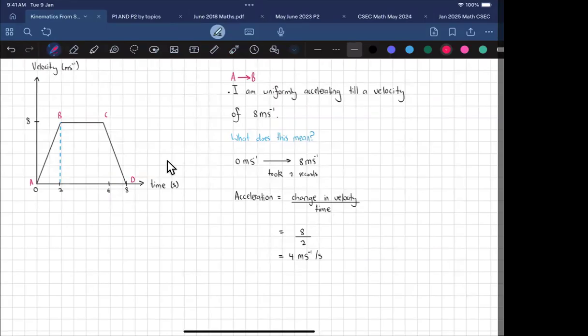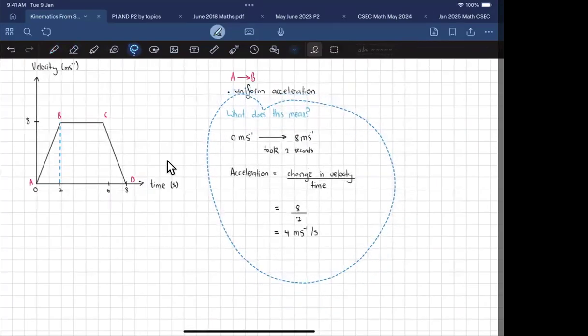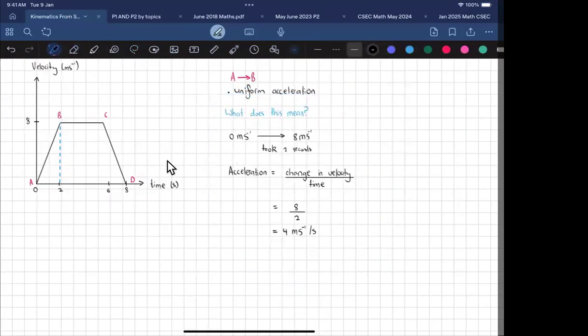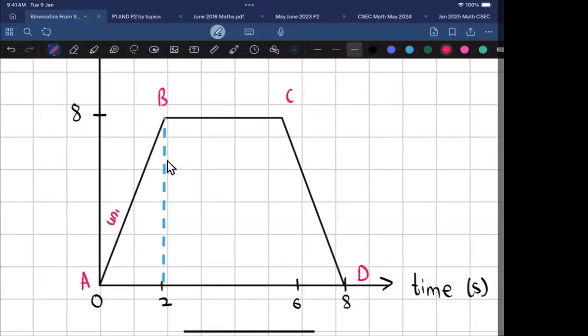So A to B, I'm uniformly accelerating. From A to B, that represents uniform acceleration. All right. So A to B, this represents uniform acceleration.